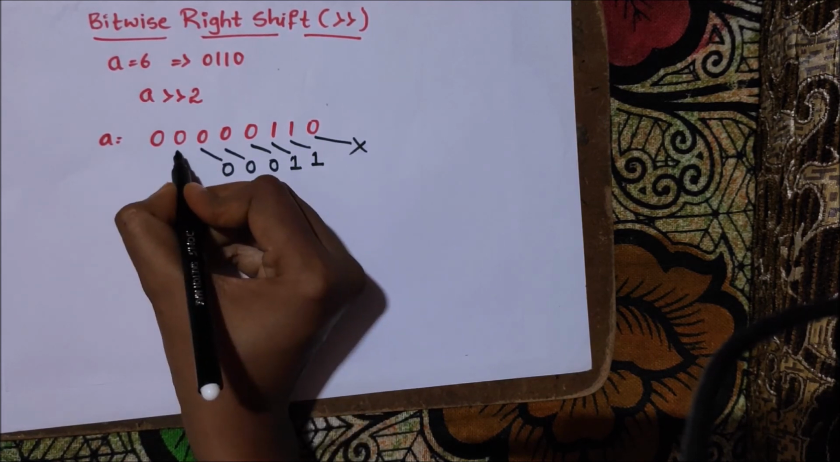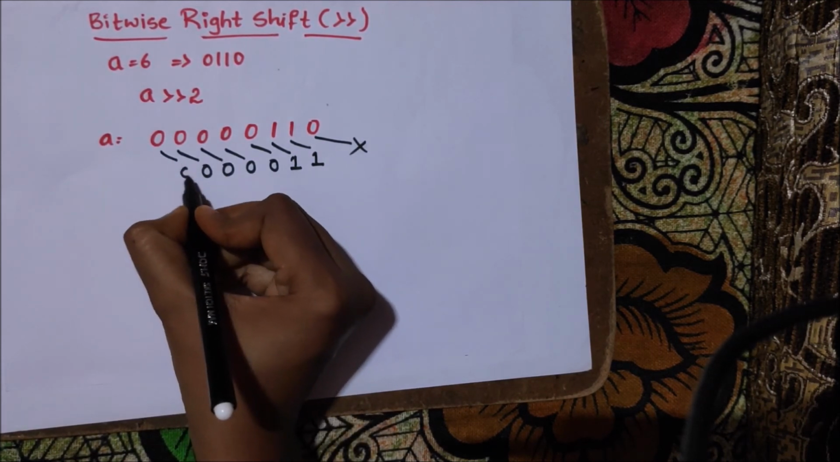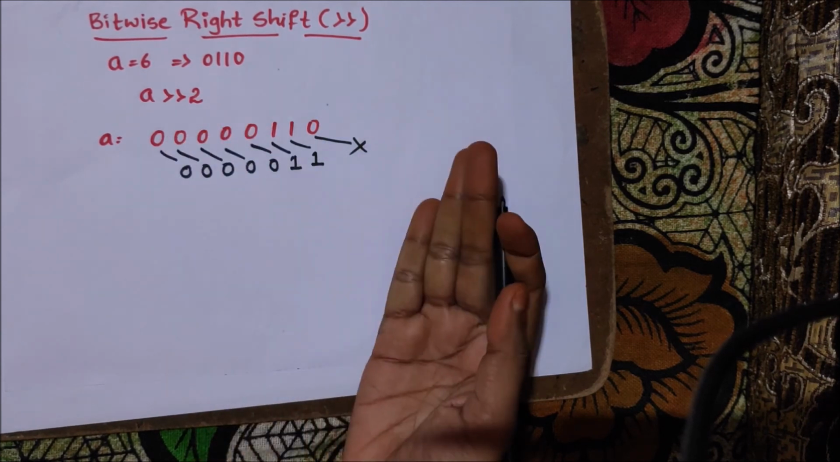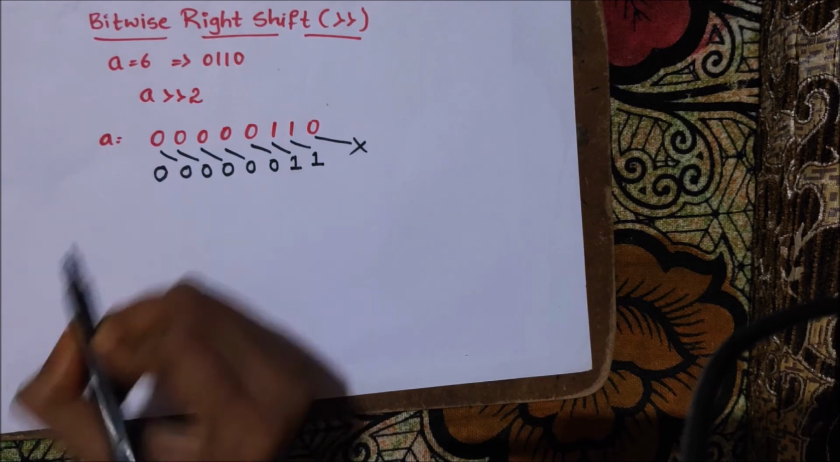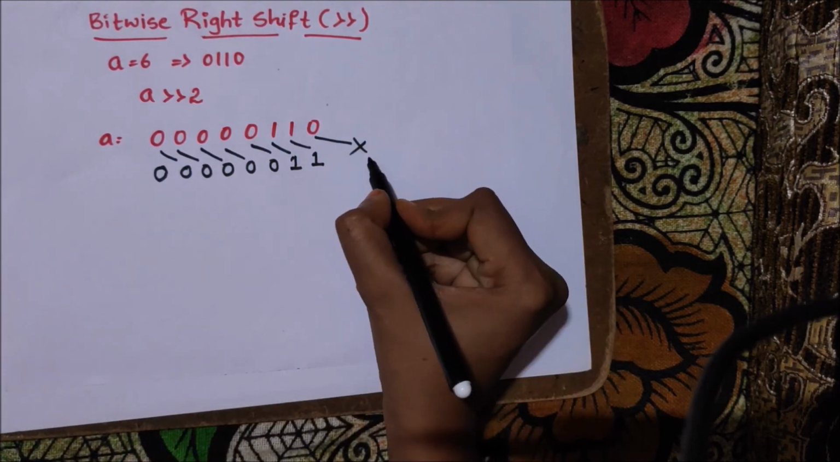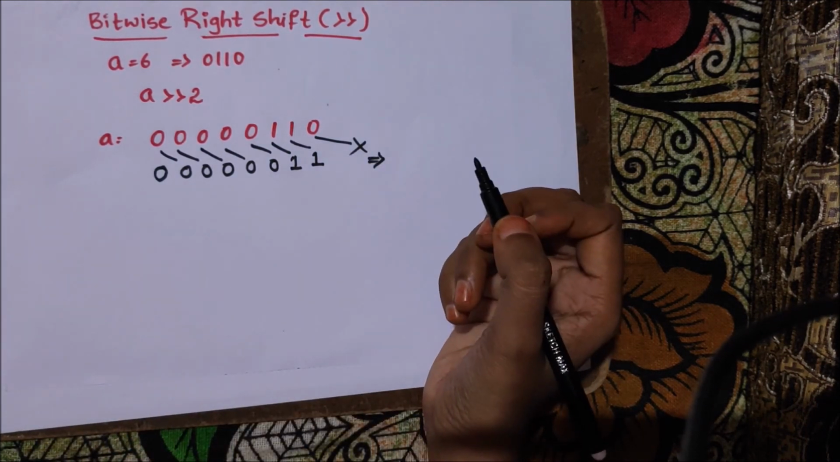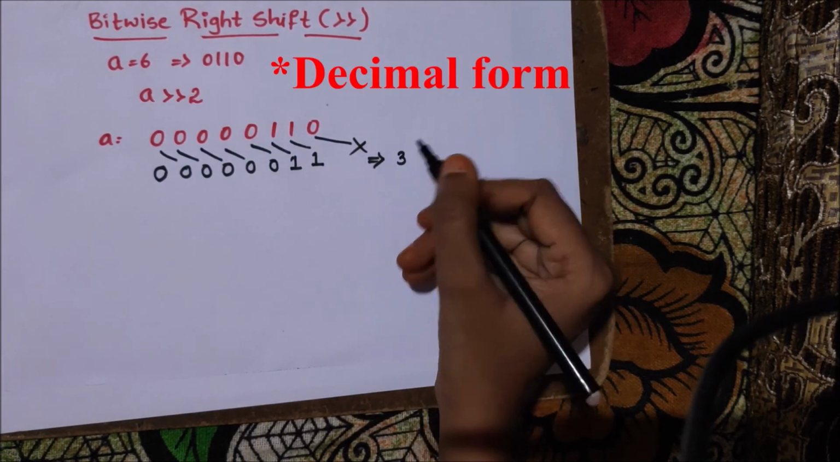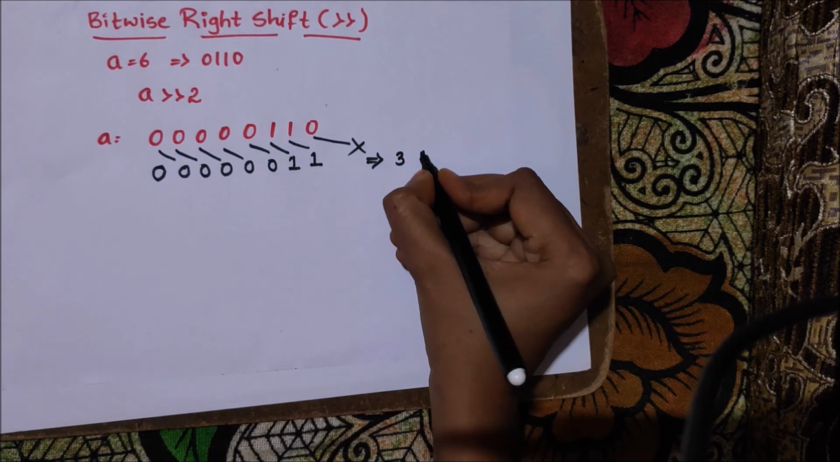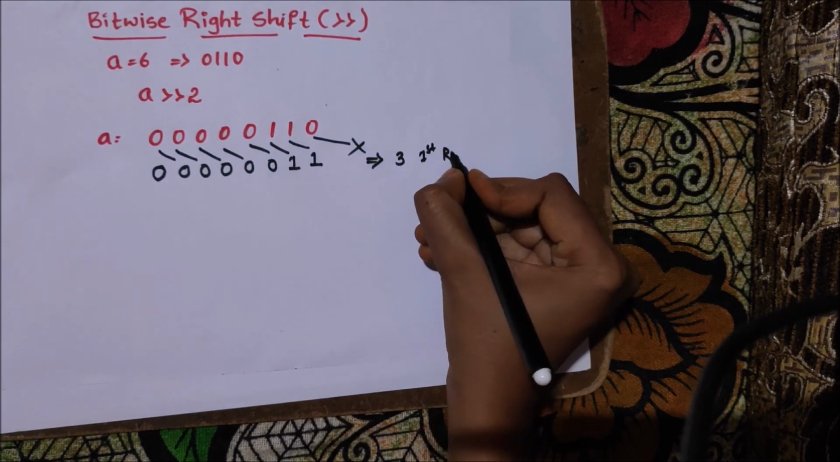In left shift, we are going to shift the bits to the left side. In right shift, we are going to shift the bits to the right side. Now this position is left blank, so 0 will be inserted. Now when you convert it to decimal form, this is 3. So this is the result after performing the first right shift.